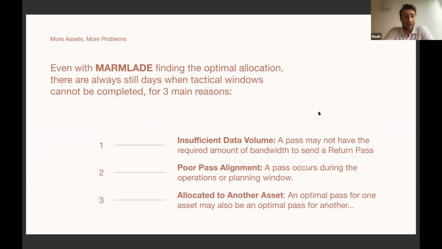The second could be due to poor pass alignment. A pass that has enough data volume happens to occur during the operations window, and the rover obviously can't be operating and receiving its instructions during that same window. And lastly, when we have multiple assets, it could be that there's just one pass and they have to pick one asset to give it to. So it could just be that the right pass was allocated to another asset.